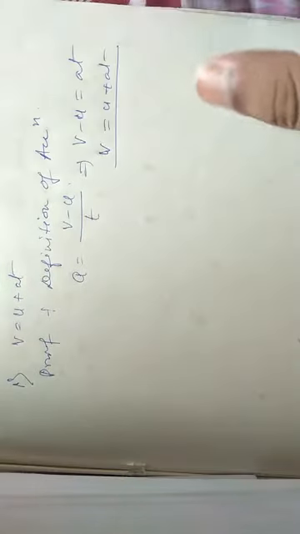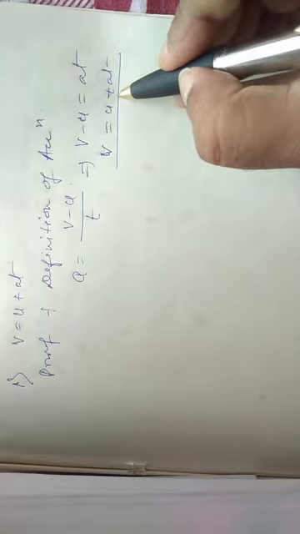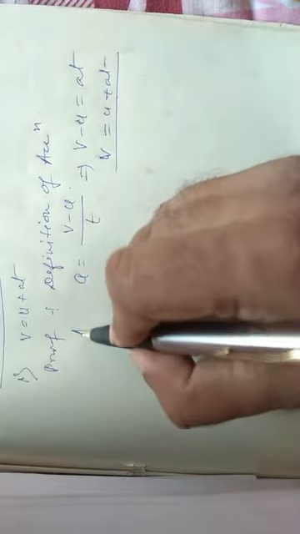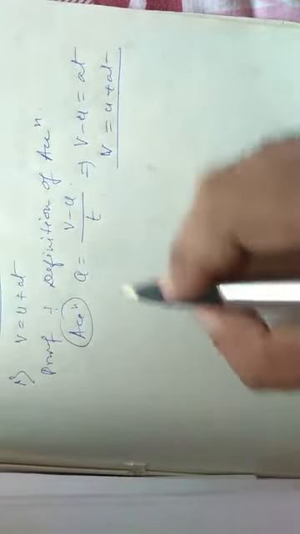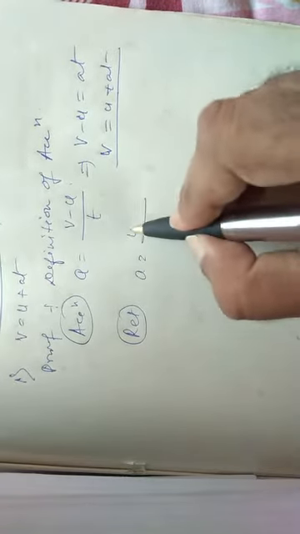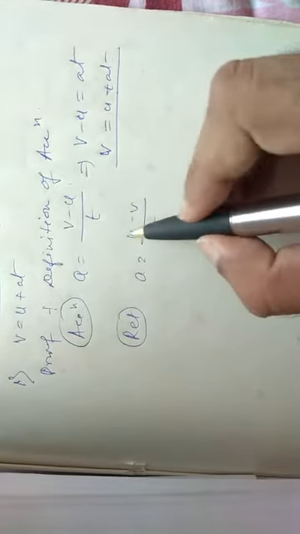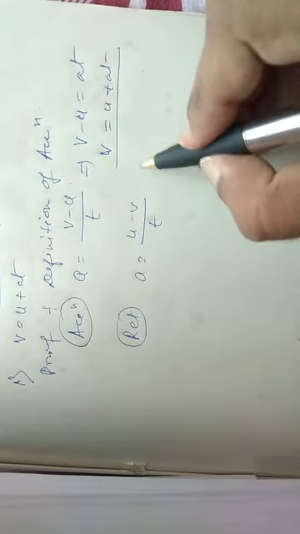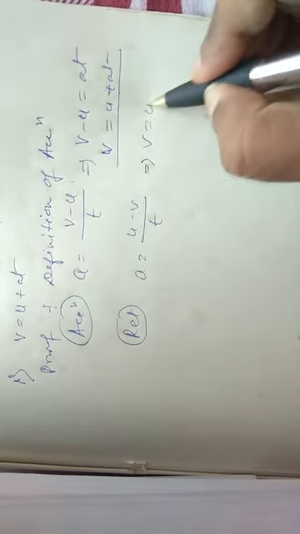Whenever there is a retardation, this sign becomes minus. For acceleration, this is the formula. When it is a retardation, we write as u minus v by t. The initial velocity is more than the final velocity. So this comes out to be v is equal to u minus at.